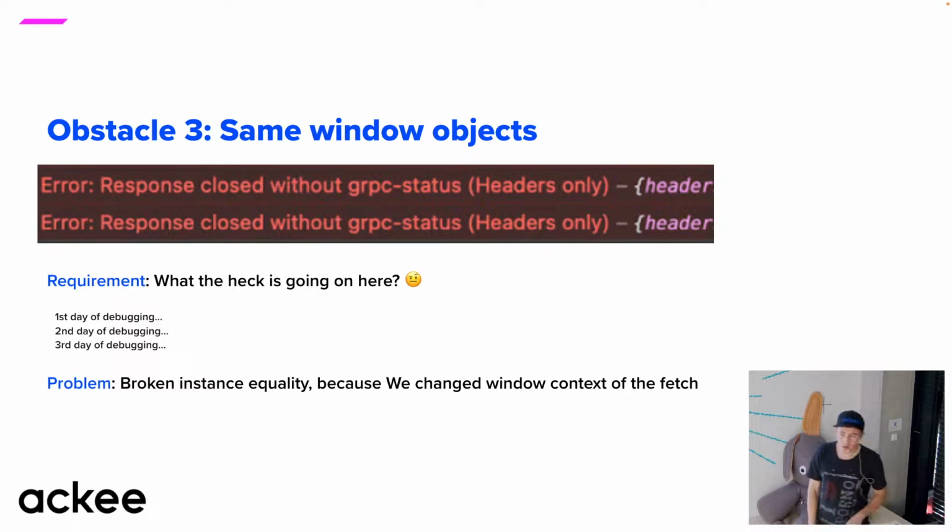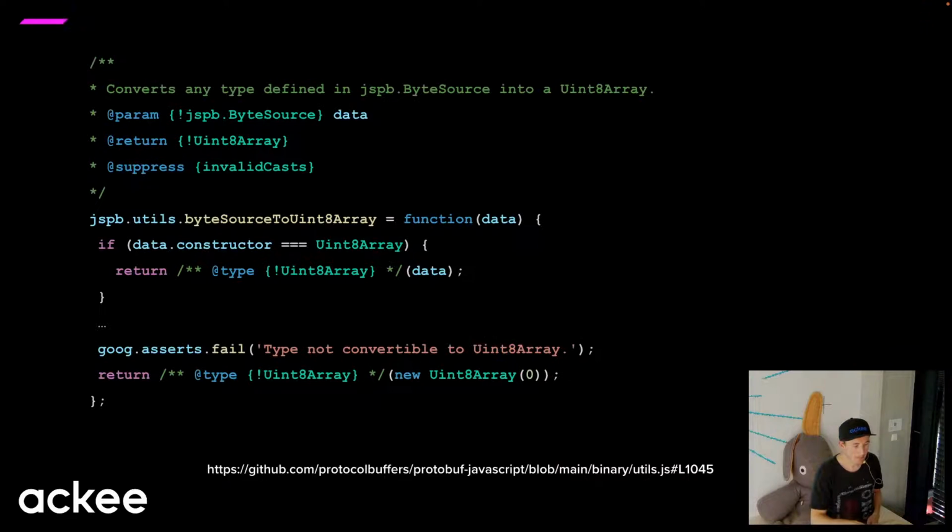And then I found out that there is a broken instance equality because we changed the context in which the fetch is executed. Maybe you don't know what I mean by that. I'll explain. If you look at this code, it is from the JavaScript implementation of protocol buffers, and it cares about transforming the byte source to some JavaScript primitive, some uint8 array. So nothing much special, just converting the type of data.